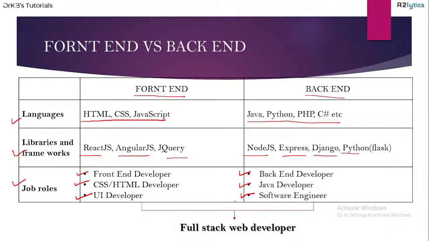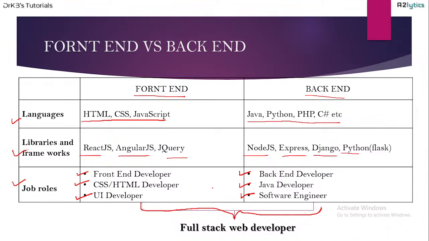And if you have all these skills, front-end skills and back-end development skills, then you will be called a full-stack web developer. The one who has front-end development skill and back-end development skill, that person will be called a full-stack web developer. That particular person must know these scripting languages and frameworks, then he will be called a full-stack web developer.